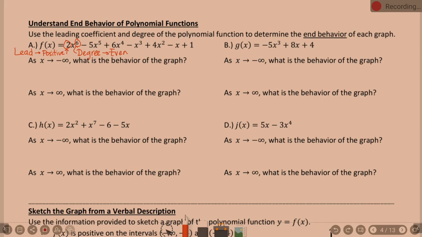Now, I personally can do this without looking at the chart. I'm also the teacher. Okay, even.